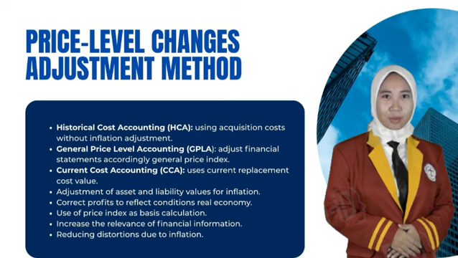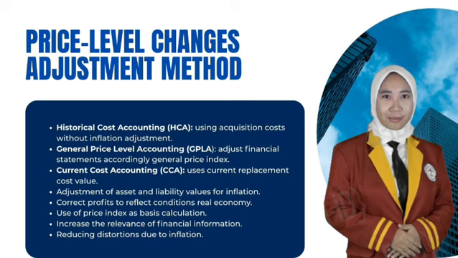On the third slide, we will discuss the methods used in adjusting for changes in price levels. The first method is historical cost accounting, HCA. This method uses the original acquisition cost without adjusting for inflation. Despite its simplicity, this method is often considered less relevant in conditions of high inflation. The second method is general price level accounting, GPLA. This method adjusts figures in financial statements based on a general price index to reflect current purchasing power. The third method is current cost accounting, CCA. This method uses current replacement cost as the basis for presenting financial statements.